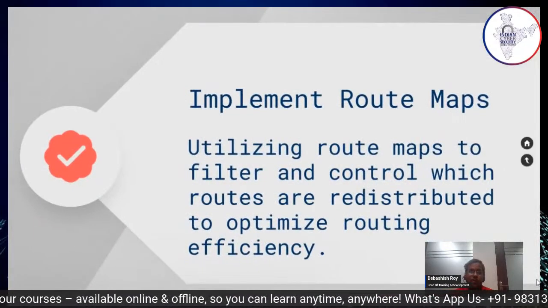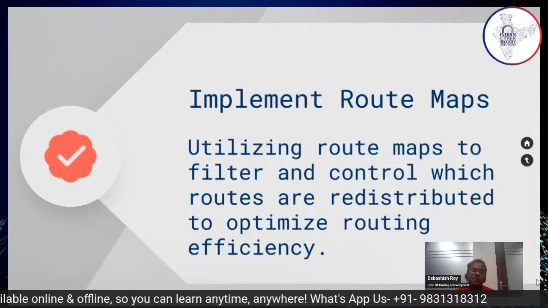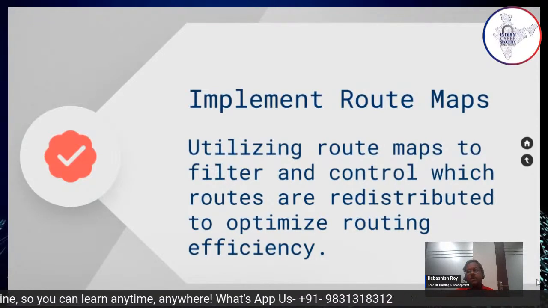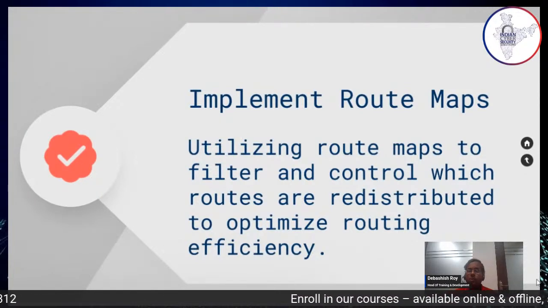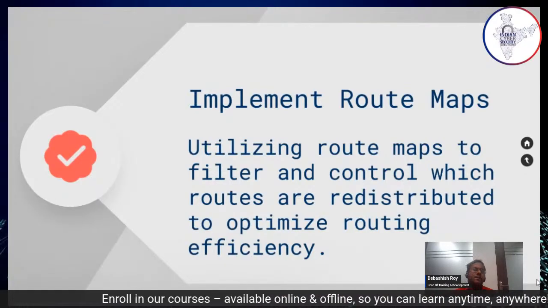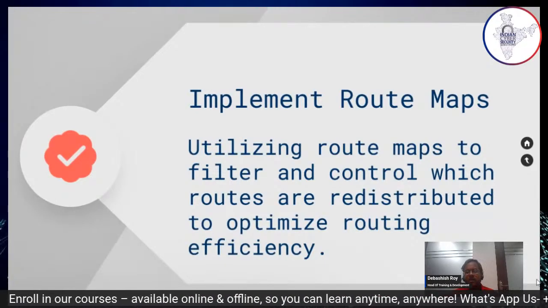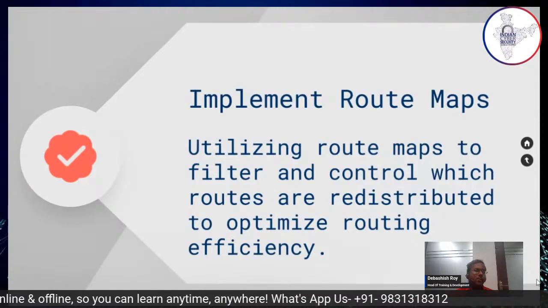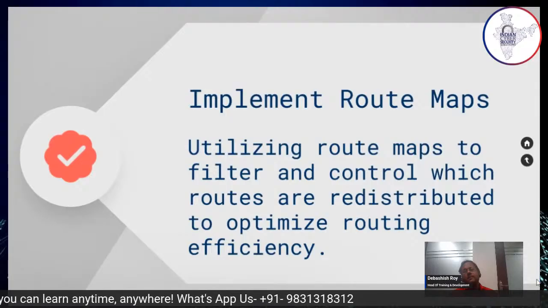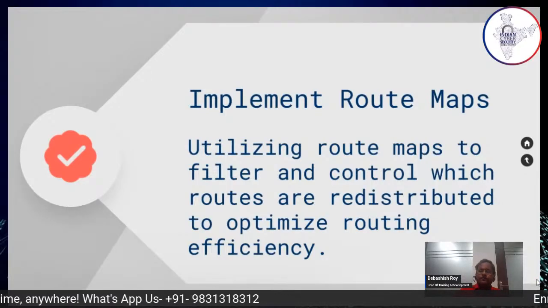Then implement route maps. If you want to change the criteria of the redistribution, or if you want to filter out some routes, or change some metric, then you can do it. Otherwise, you do not need to implement a route map. A route map is like an ACL, but a very advanced ACL, utilizing route maps to filter and control which routes are redistributed. So that I've already told you. If you want that filtration, then you need to have the route maps.